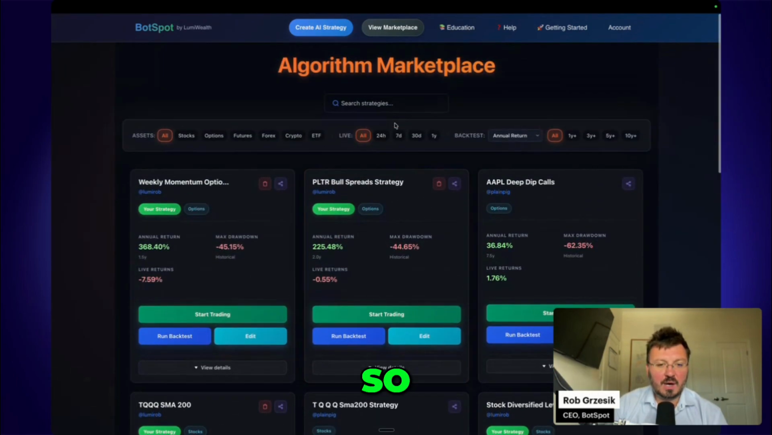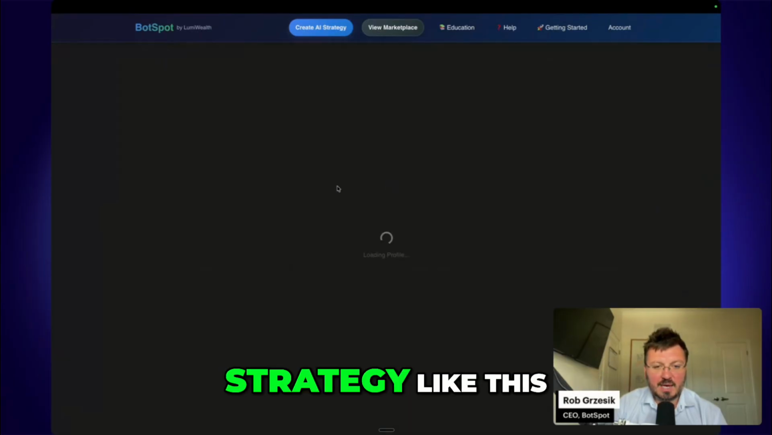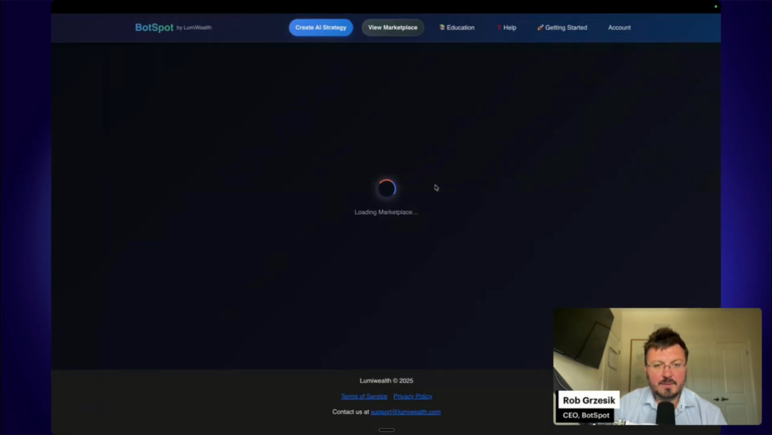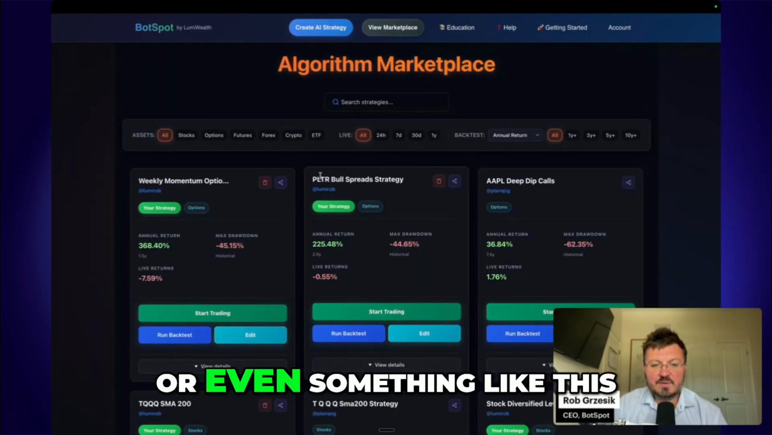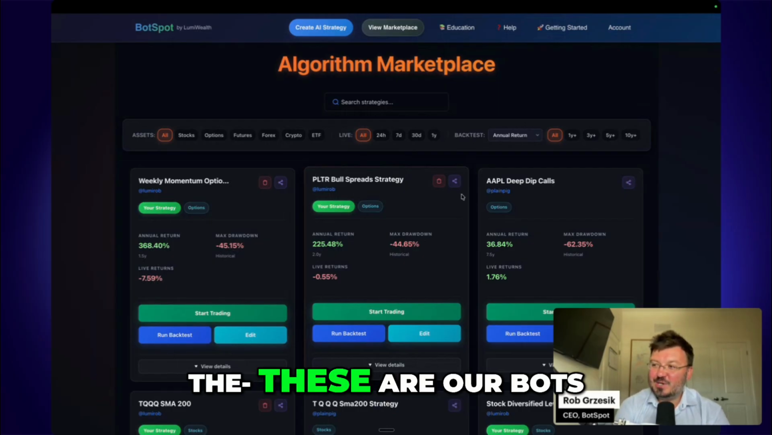All right, so we have a couple things going here. I wouldn't mind running a strategy like this. Our Palantir bot, I think, would be pretty cool to run, right? Or even something like this. So these are our bots.